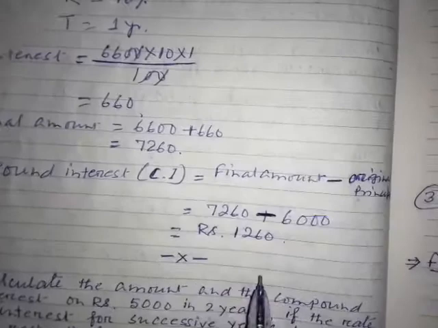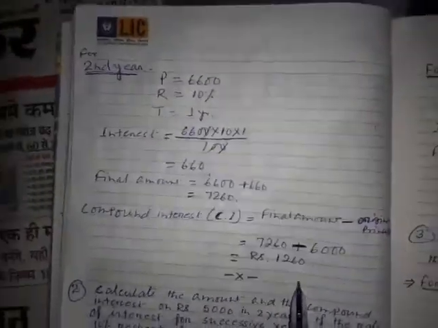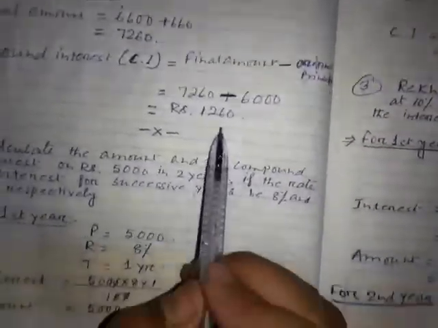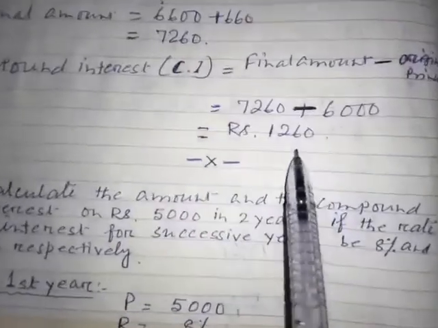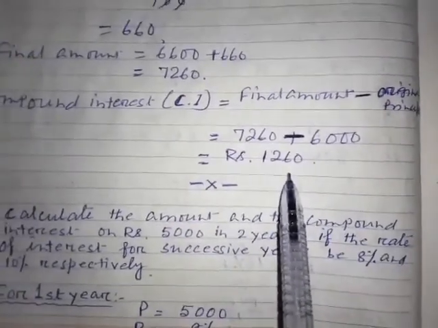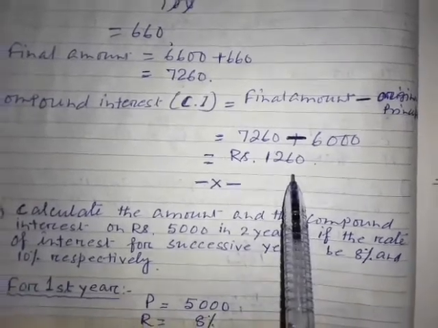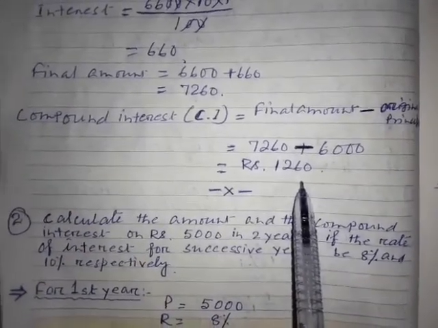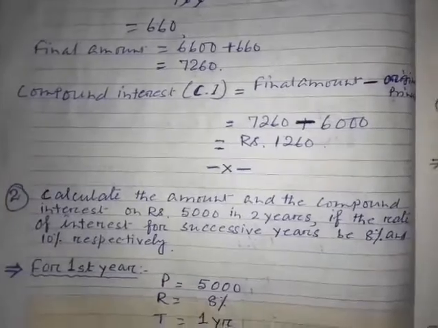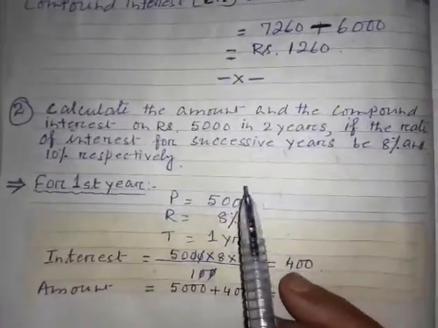So to get the compound interest, you can get it in two ways. Add all the interest of the different years together, or you can find out the final amount minus the original principal. You will get the compound interest. Okay. Now I'm going to the second problem.